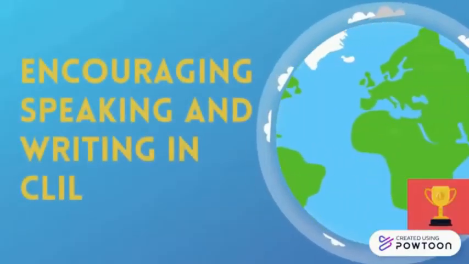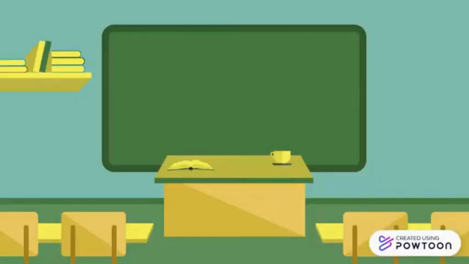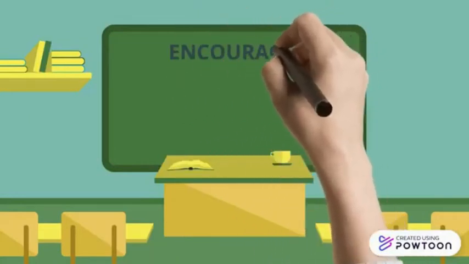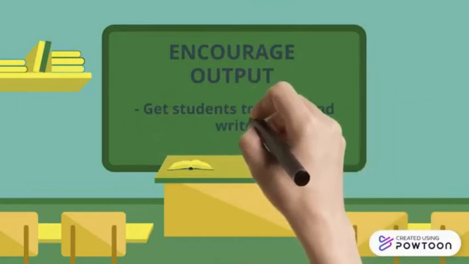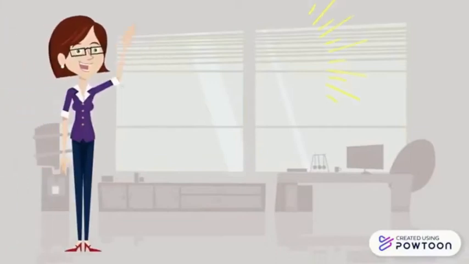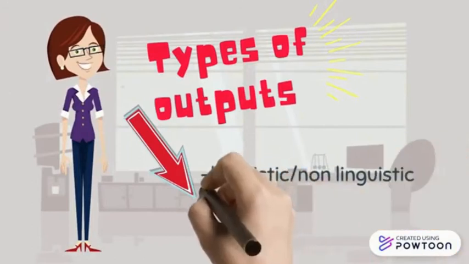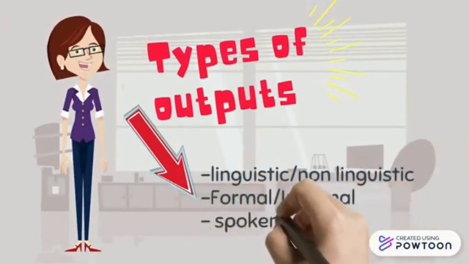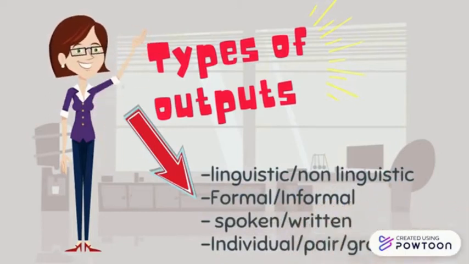Encouraging speaking and writing in CLIL. This chapter is about encouraging output. It means that we have to get learners to speak and write in the second language. We define output as the production of language and content in the target language. There are different types of output. Output can be linguistic or non-linguistic, formal or informal, spoken or written, individual, pair, or group work.